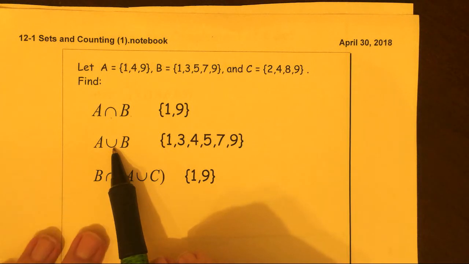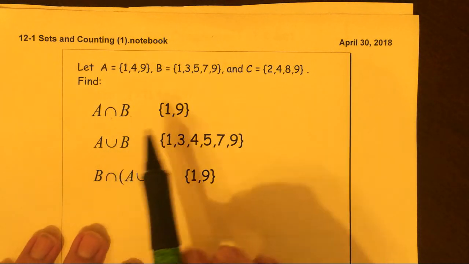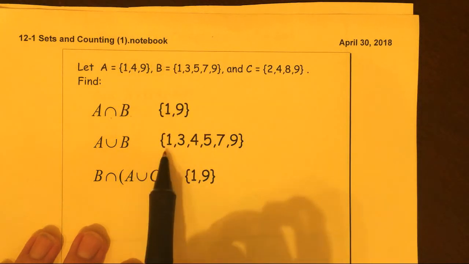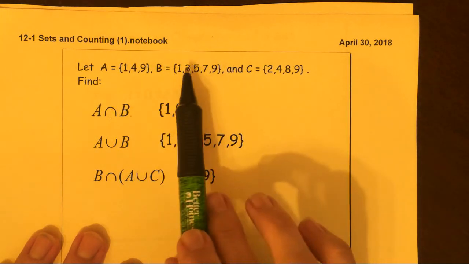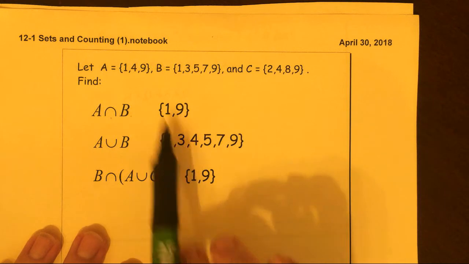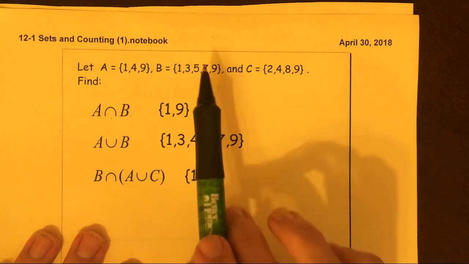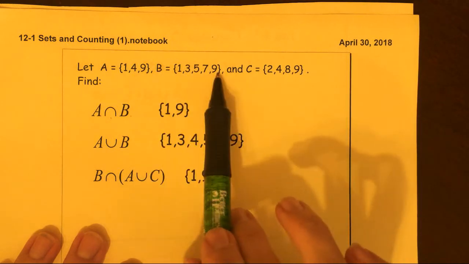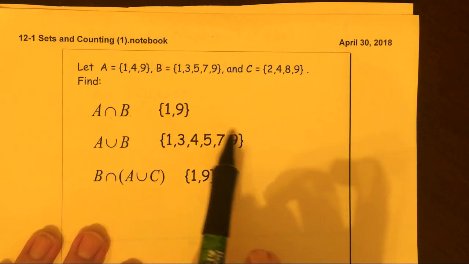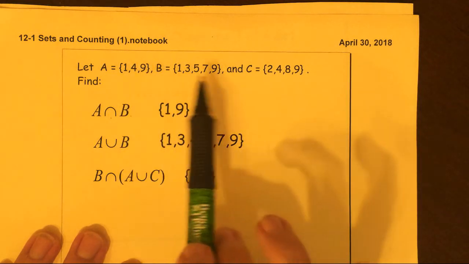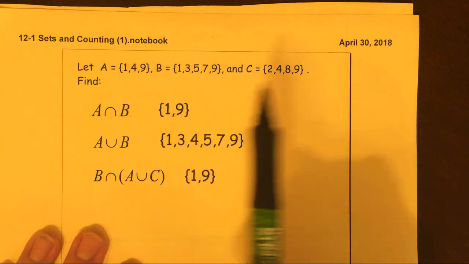So the intersection is what they both have in common. This symbol means union. Union means what they have total. You just don't write repeats. So A has a 1, B has a 1, I write it one time. B has a 3, I have to write it down. A has a 4, B has 5, B has 7, they both have a 9, but I just write it one time. So when they ask you to write the union, they want you to write down everything that they both have, but don't do repeats.